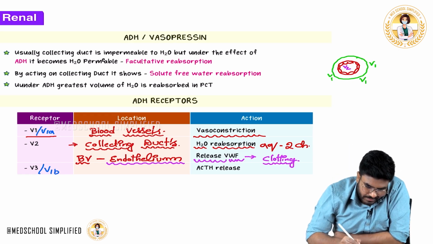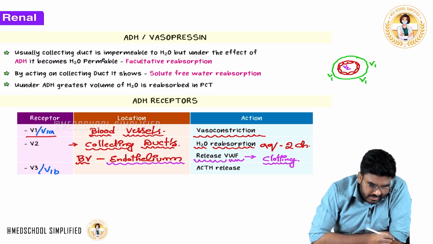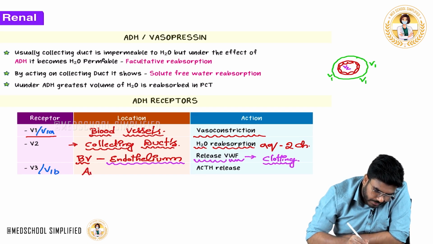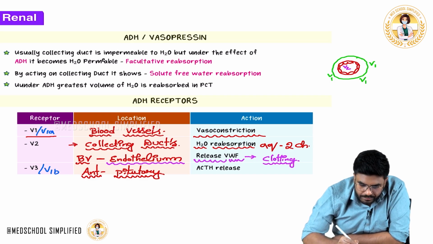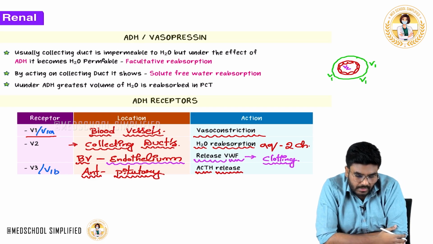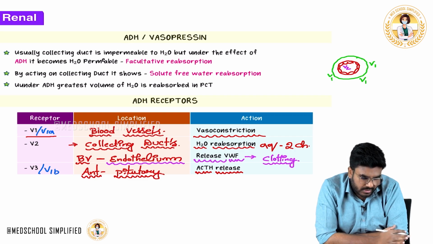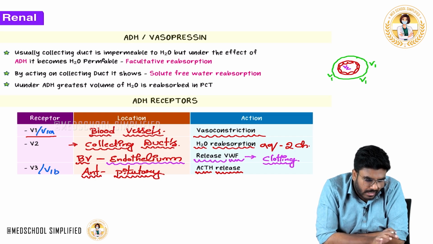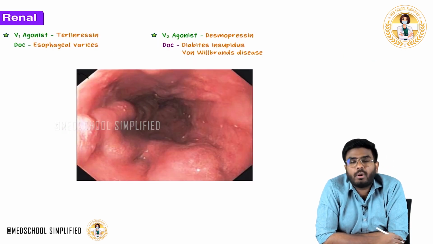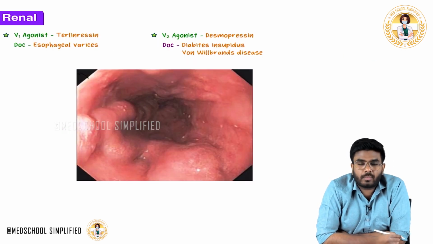Now where are these V3 receptors present? They are present on the anterior pituitary. This was a question asked in the exam. When you stimulate the V3 receptors or V1B receptors, the anterior pituitary will release ACTH, adrenocorticotropic hormone. So these are the receptors, their locations and their functions. Now, after this, let's discuss a few pathological and pharmacological integrations.